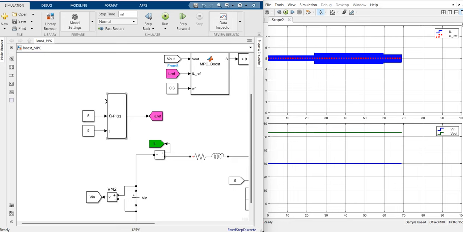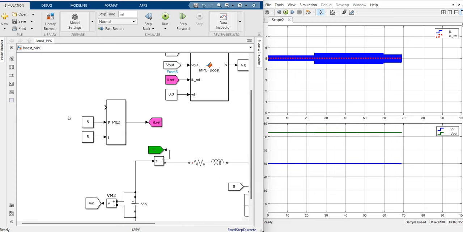Also I'd like to talk about the selection of the PI controller parameters. I am tuning manually. I'm not using any method. You can find many methods in the literature. You can check, but I'm not using those methods.